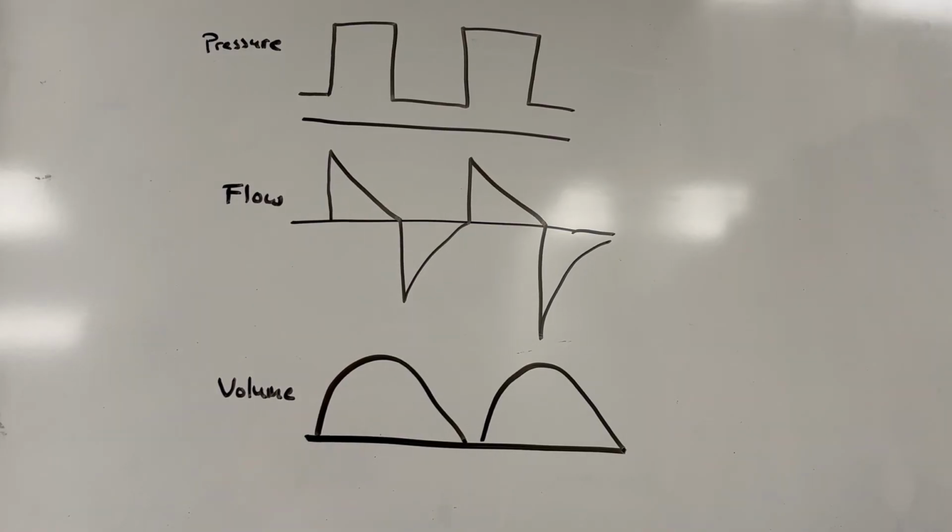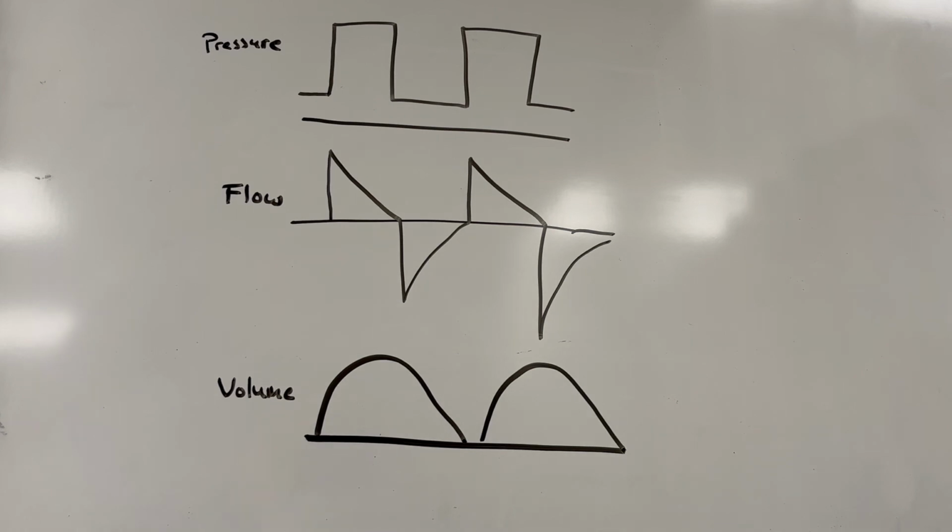The first thing we're going to cover is just the normal anatomy of the waveforms. On the board up here we have your typical waveform layout. You have your pressure waveform up top, your flow in the middle, and then your volume at the bottom. So we'll start with pressure since it's at the top.